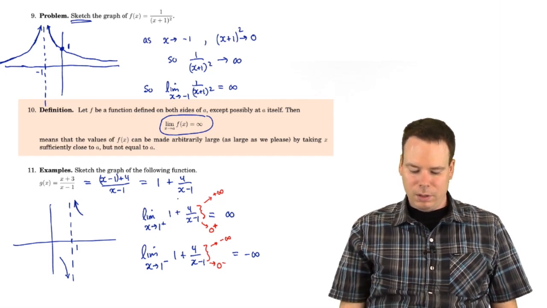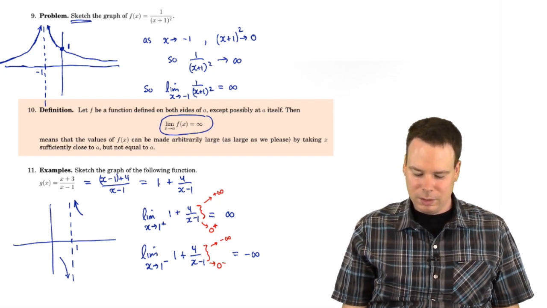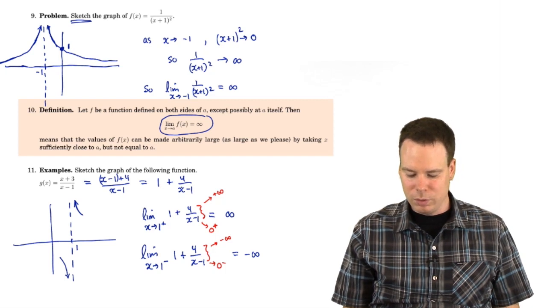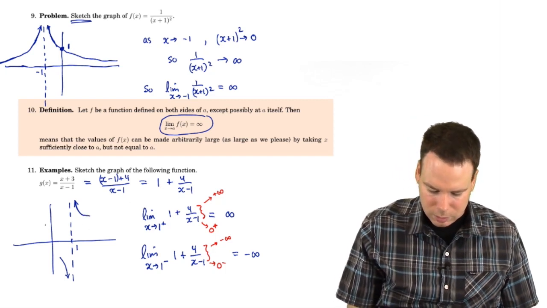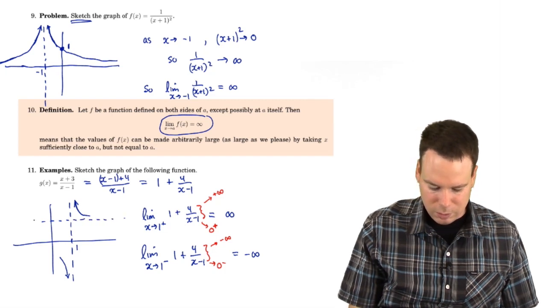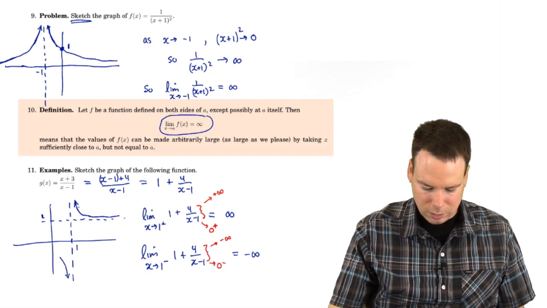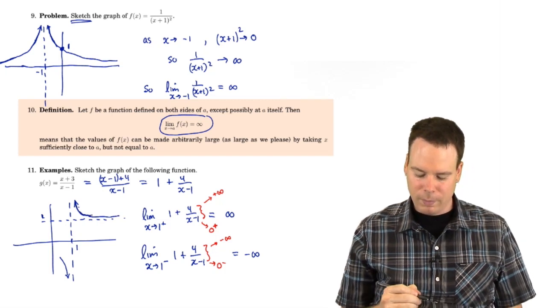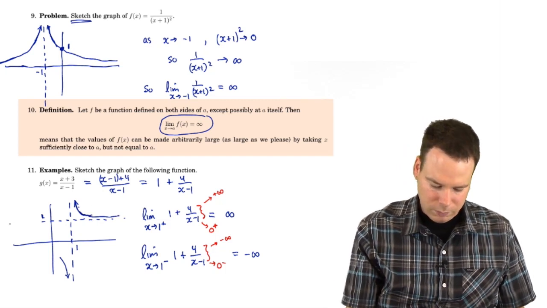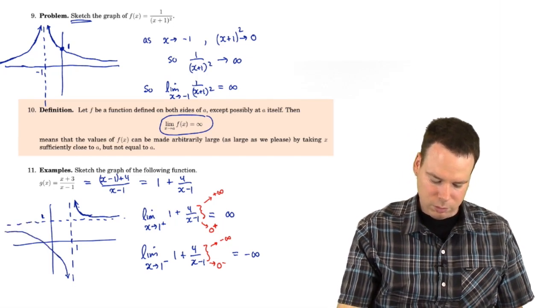And we can also say a little bit more. As x gets really big, x minus 1 gets really big, and 4 over really big is really small. So this thing is getting close to 1 plus a small number. So it shouldn't dip below this line of 1, but it should get close to it. It should be getting closer and closer and closer to it. And similarly for the other side, we should be getting closer and closer and closer to it.